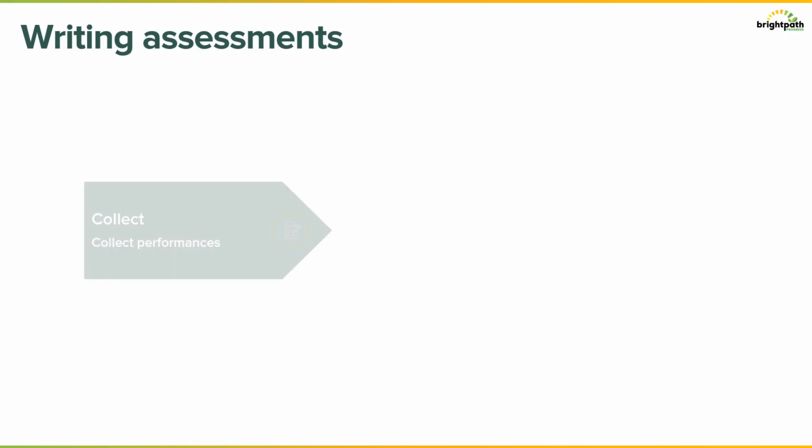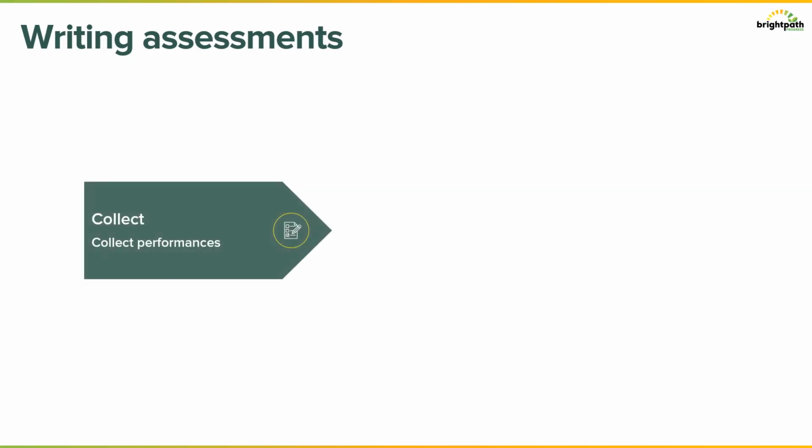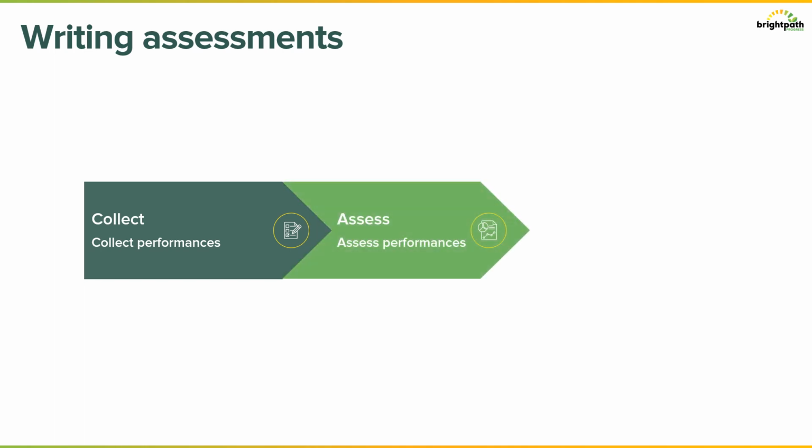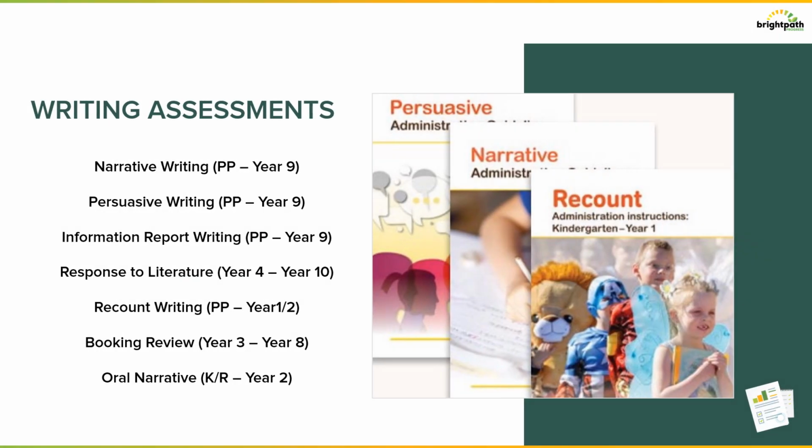There are 3 broad stages in using Brightpath to assess writing. You collect your students' writing, you assess the performances on the Brightpath scale, and then you use the reports. We provide detailed administration instructions, and throughout our instructions, we ask teachers to do what they need to do to elicit a typical performance of their students' writing.